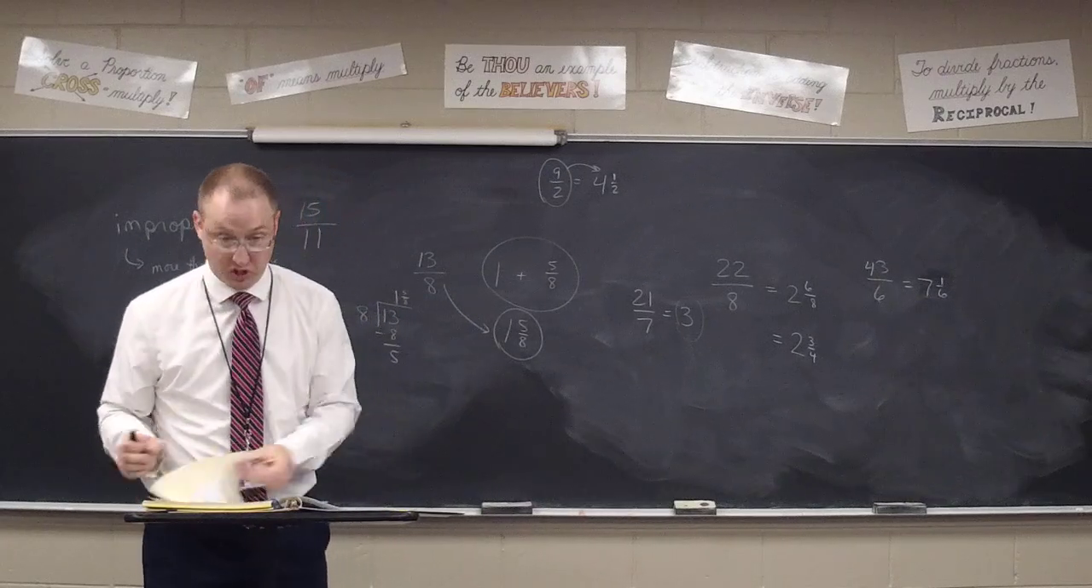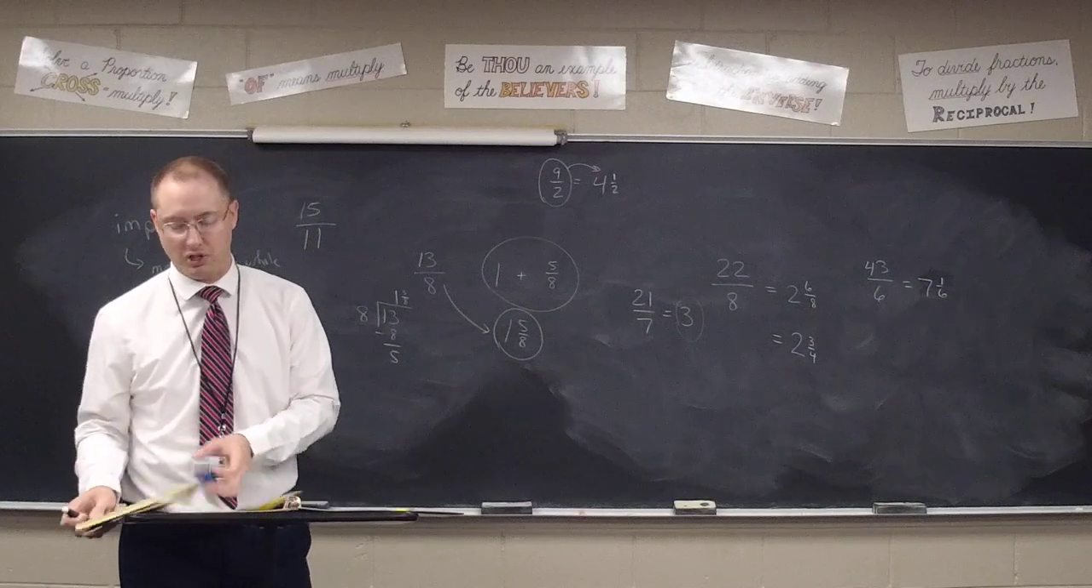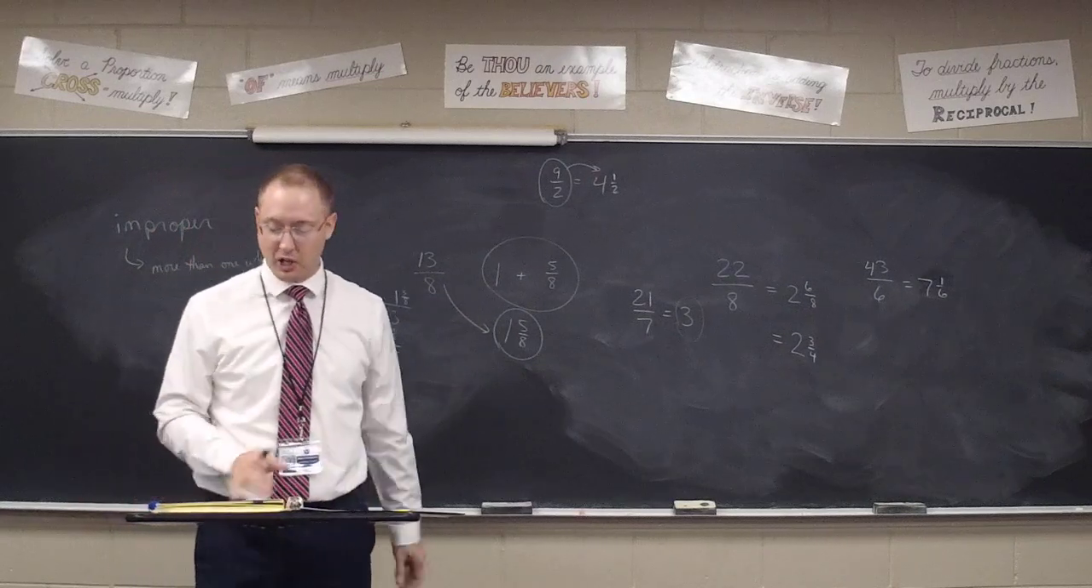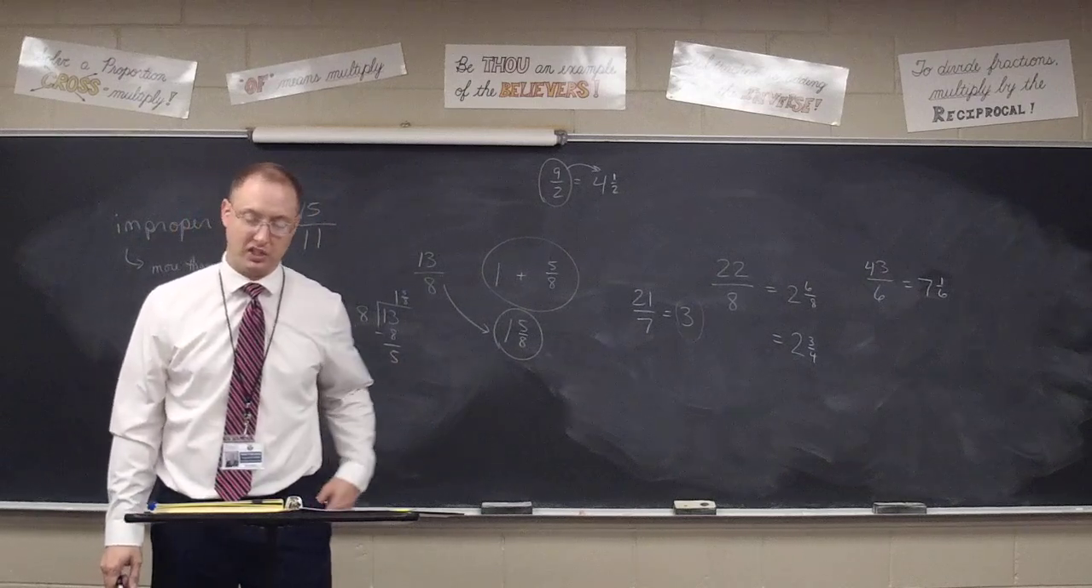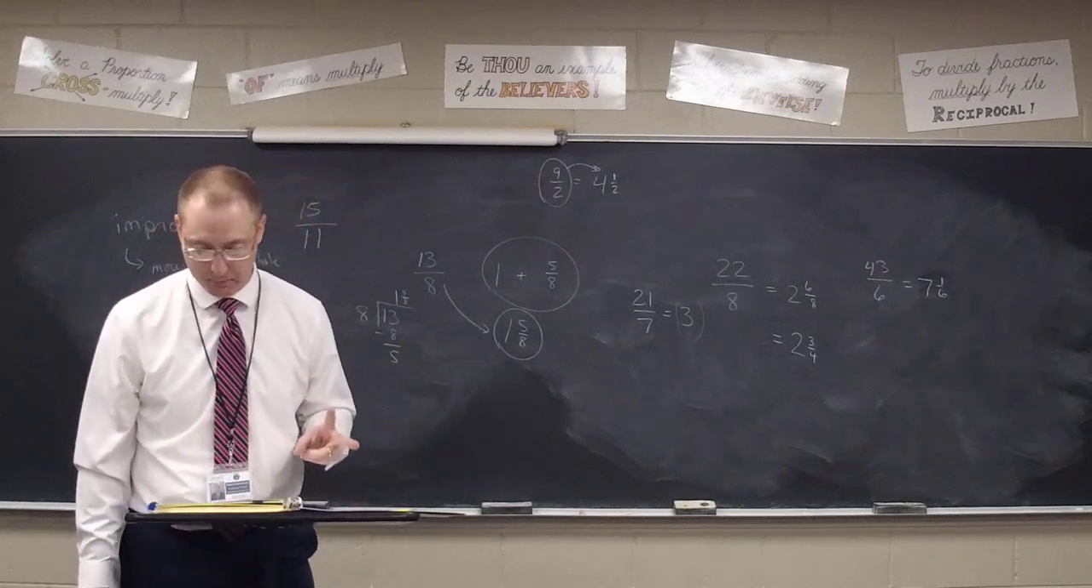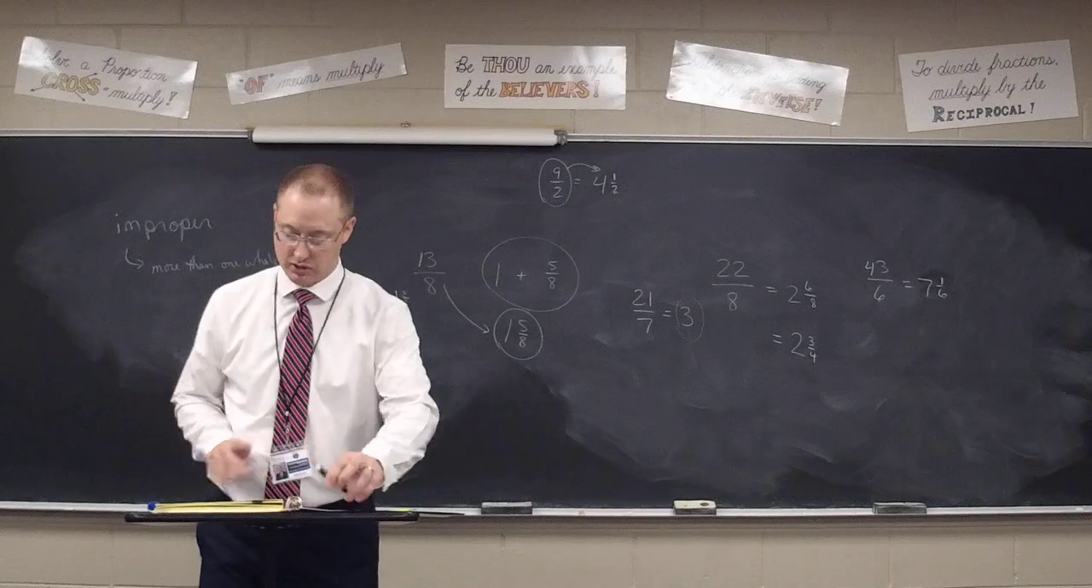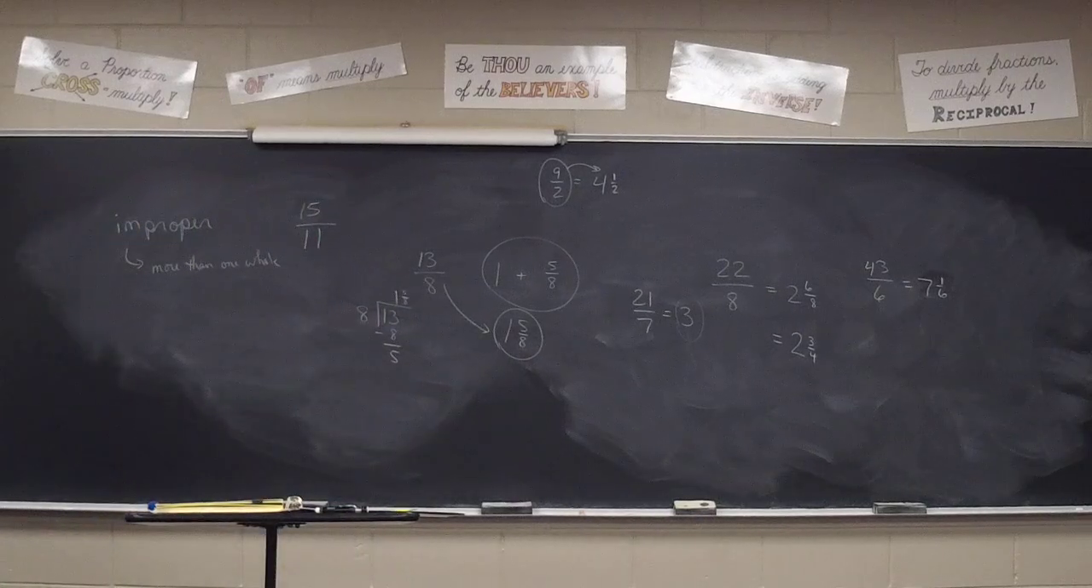Turn over to page 44. So actually, you're already on page 44, aren't you? No, I had to turn. Page 44. Very quickly, I just want you to do 1 through 6 at the top of the page. You're going to label each of those as either a proper fraction, an improper fraction, or a mixed number. So it shouldn't take you real long. Do 1 through 6 very quickly.